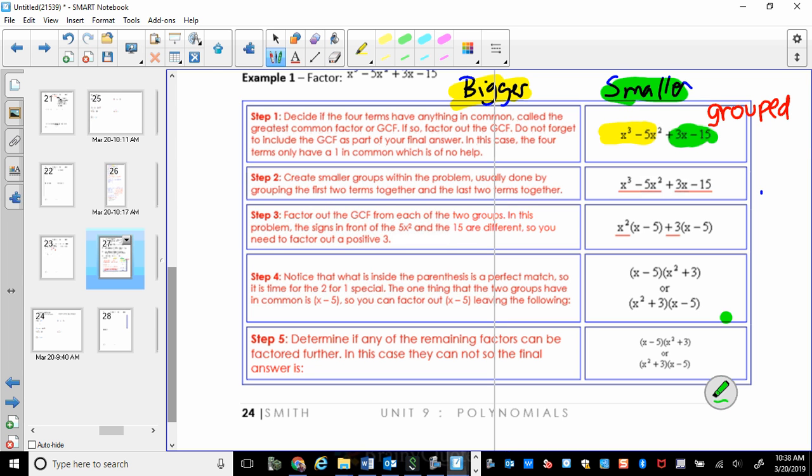So remember, we're just looking at these 2 terms. What's the biggest variable I can divide in both terms?